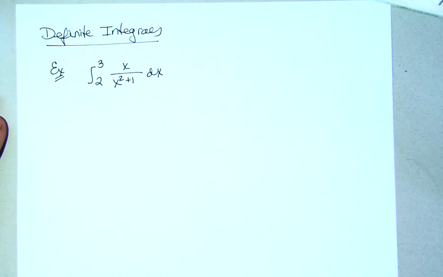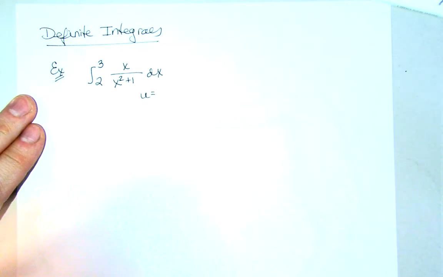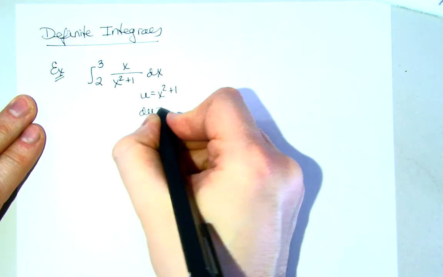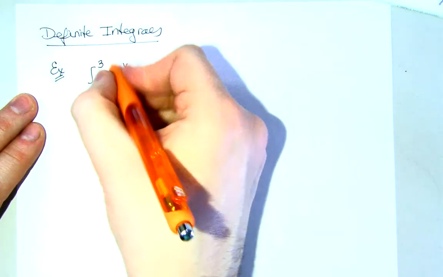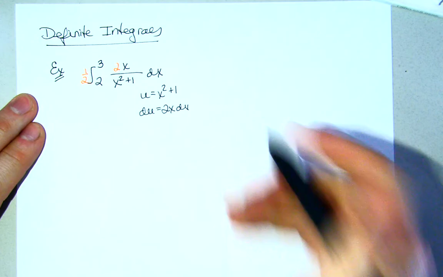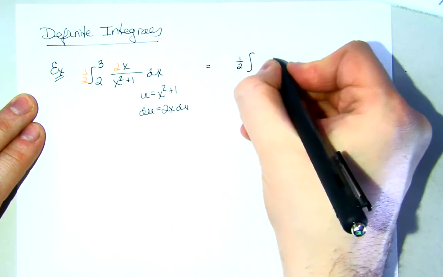What should you probably do? U substitution. That's pretty much always our trick. What's u? x squared plus 1. What's du? 2x dx. I think you're going to make that work by sticking a 2 in and a 1/2 out. And I think we can make this 1/2 times the integral of du over u.